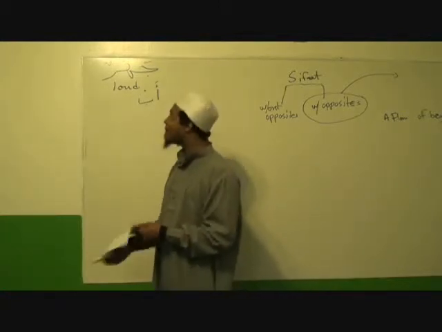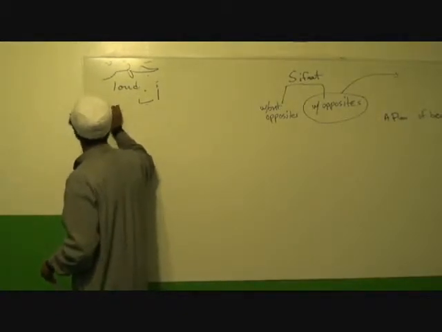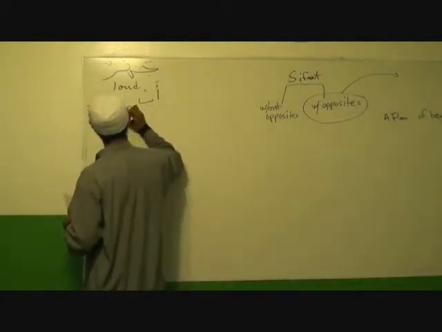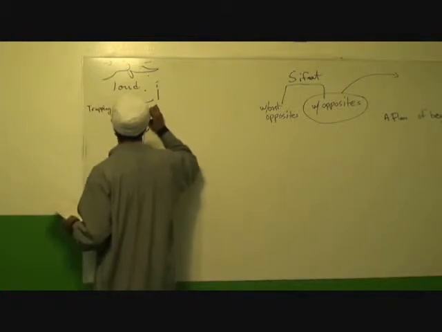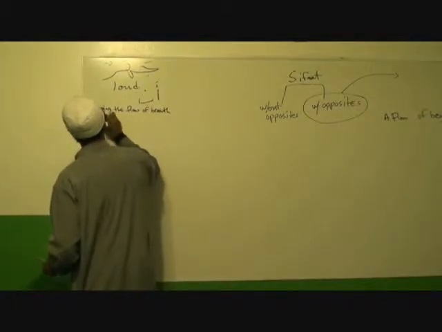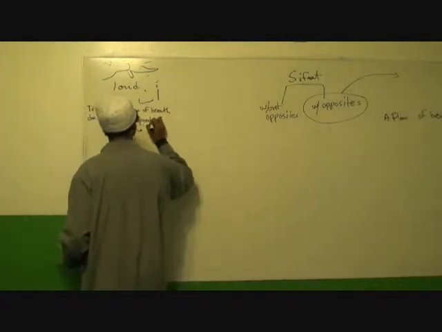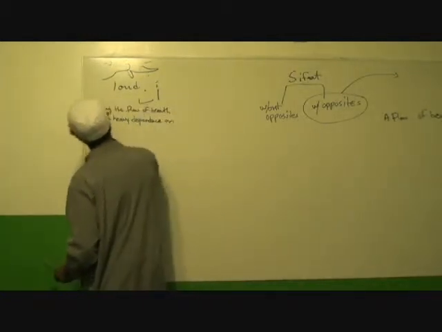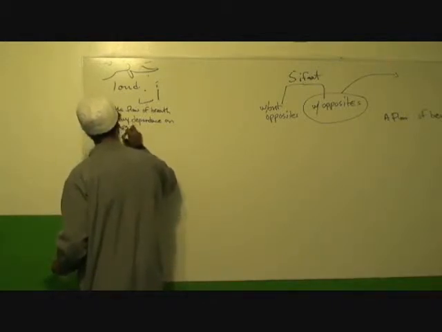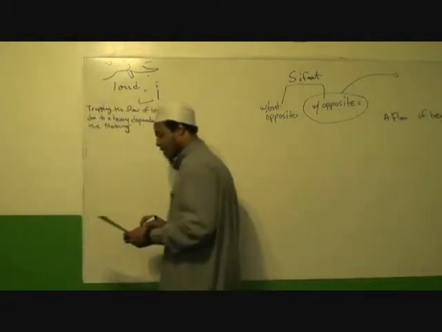So it is trapping the air. Here it's loud. It's trapping. When I say this, you say it. Trapping the flow of air. Trapping the flow of air. Or we say breath. Air, breath, due to a heavy dependence on the makhraj. For example, ba. Now that's one.